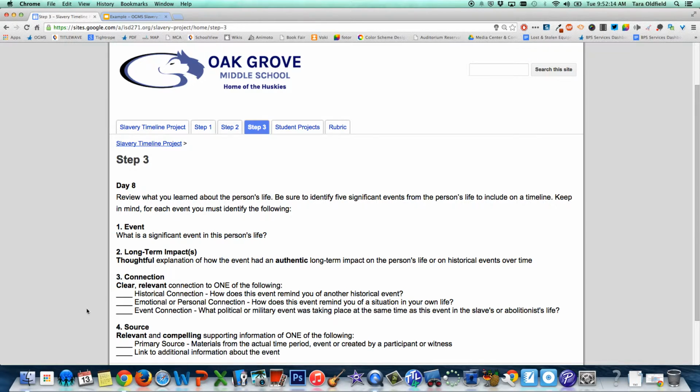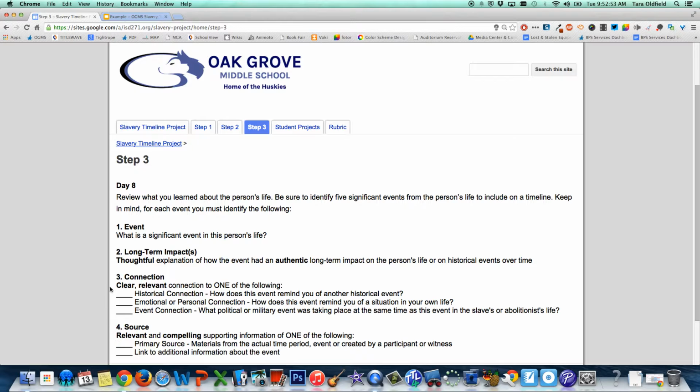The fourth area that you're going to look at today and review is the source card. Remember, for this, you're going to choose a relevant and compelling supporting piece of information, and it's a choice. You can choose a primary source. Primary sources are materials from the actual time period, event, or created by a participant or a witness. So this could be a newspaper clipping. It could be a journal article. It might be a photograph or a painting. Something that connects to that event. The other option is a link to additional information.